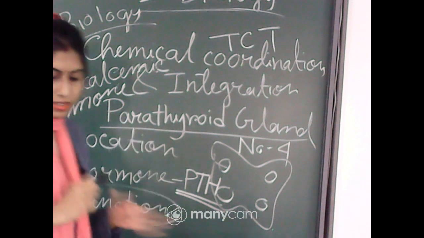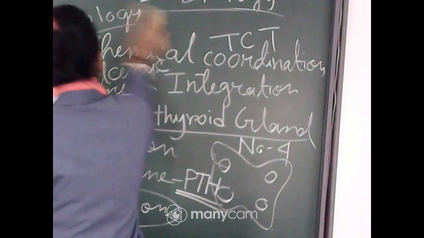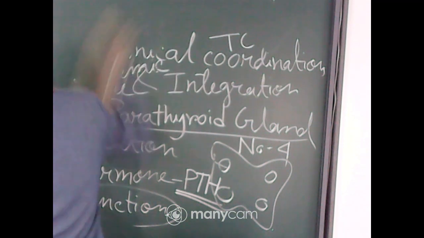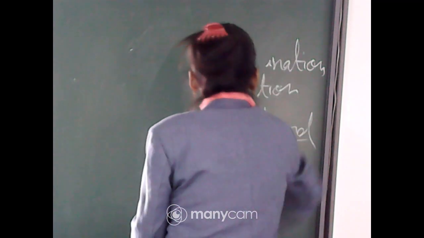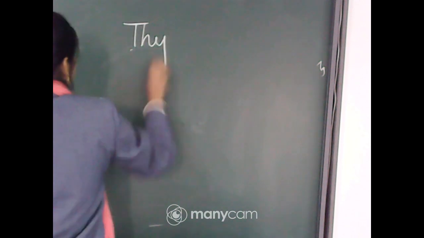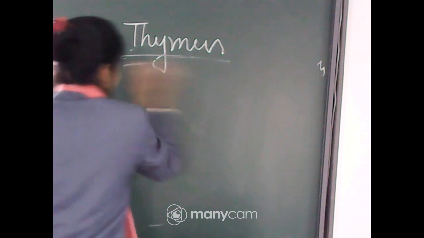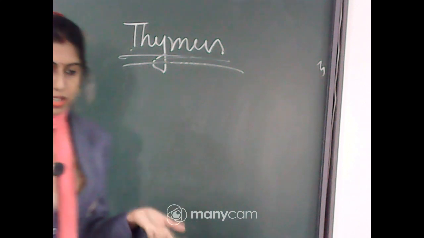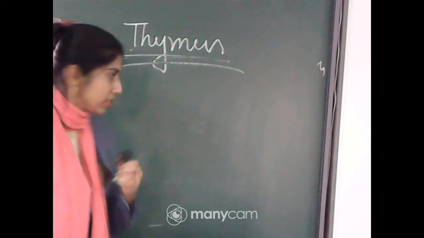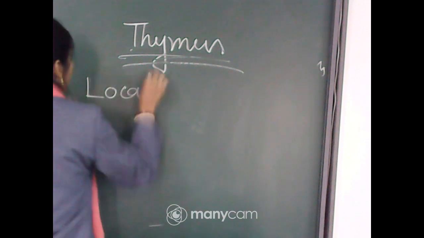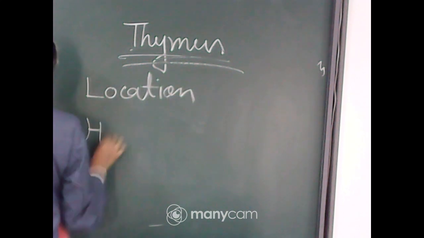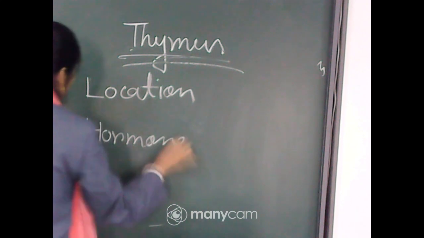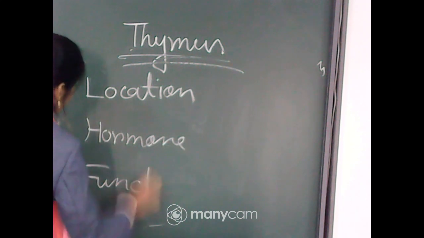Clear? The next gland is the thymus gland. So what is the structure of the thymus gland? It is a lobular structure. Let me write the same points again: location, hormone and its function. All these we have to mention.